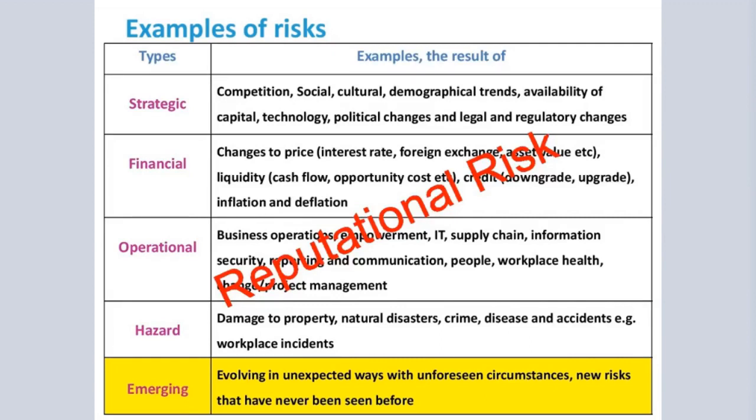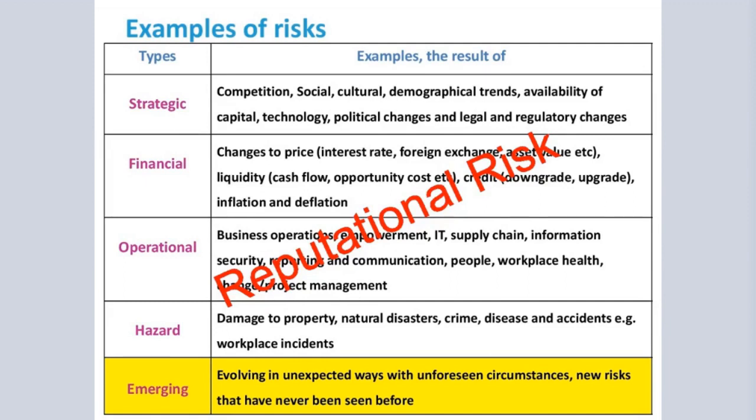Now, we're probably all familiar with the last two categories, in other words, operational and hazard risks. These include areas such as workplace accidents, crime, IT failures, or failures of business processes.